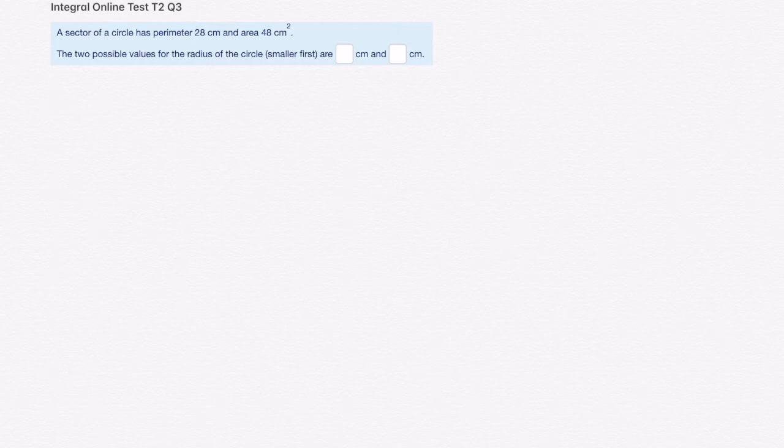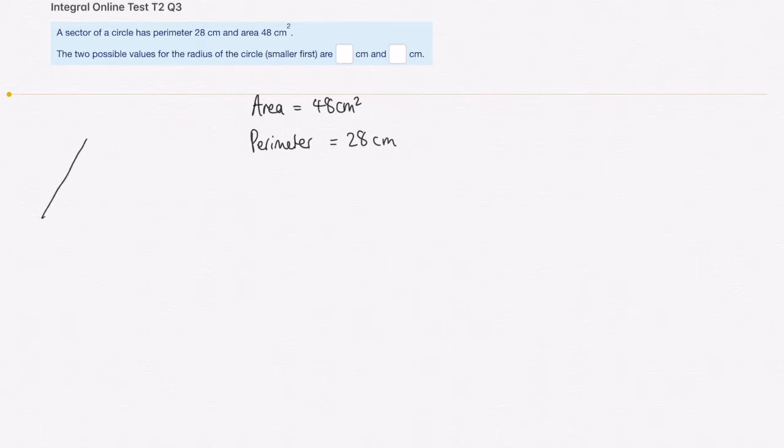In this video, I want to provide the solution to the Integral Online Test T2, question 3. So in this question, we are given a sector of a circle, and we're told its perimeter and its area. So we have an area of 48 centimeters squared and a perimeter of 28 centimeters. So let's draw out a sector of a circle.